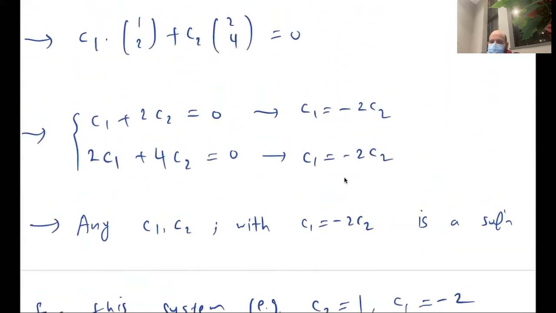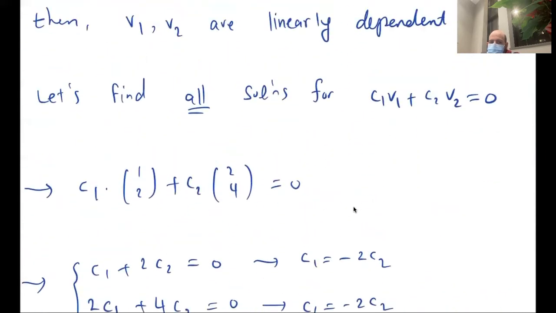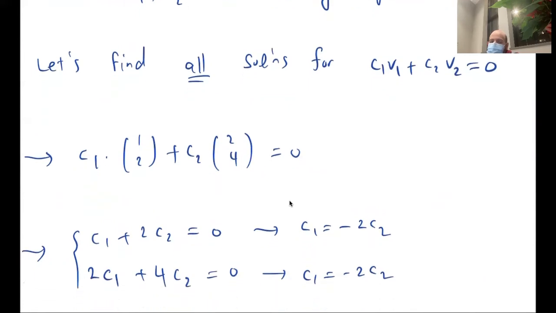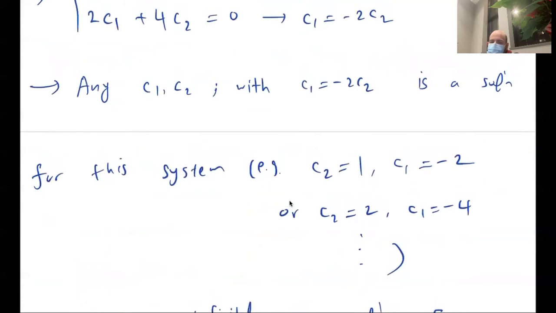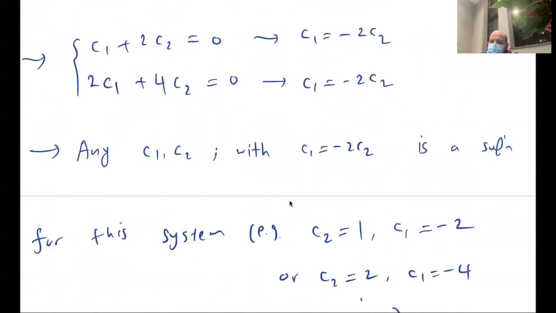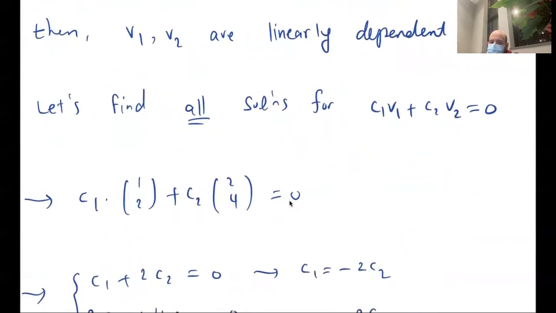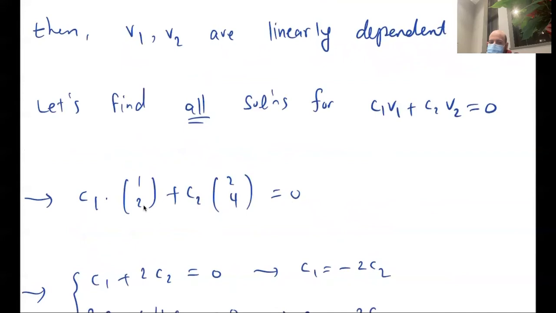So we showed that this system, C1 V1 plus C2 V2 equals 0, has infinitely many solutions for C1 and C2. For example, if C2 is 1, C1 is minus 2, or C2 is 2, C1 is minus 4, and so on. So this system has infinitely many solutions for C1 and C2, which means that these vectors are linearly dependent.